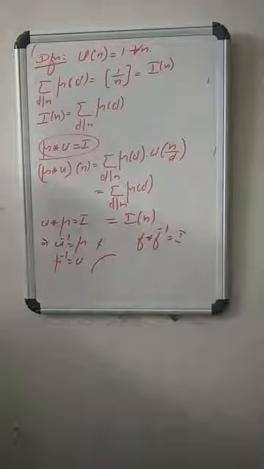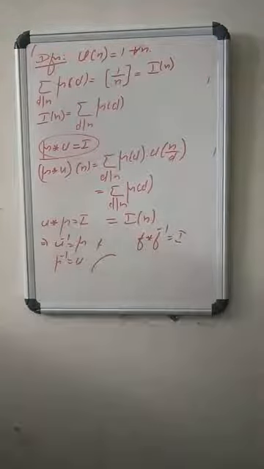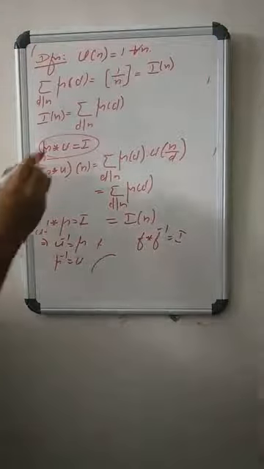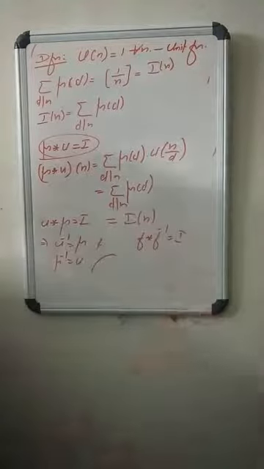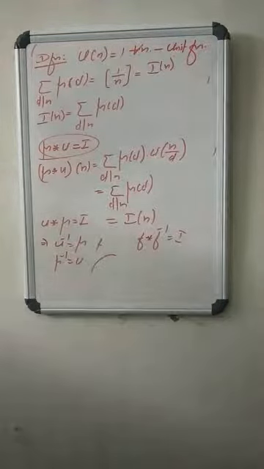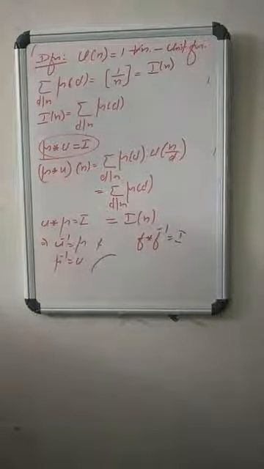So this is obtained from the arithmetic function u of n equals 1 for all n. This function is said to be the unit function. So this result is obtained from the definition of the unit function. Agreed.